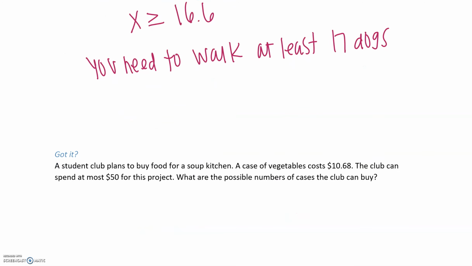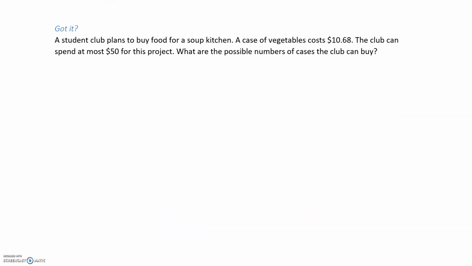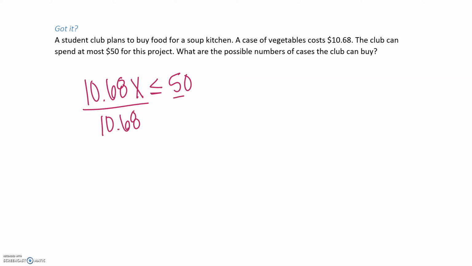Okay. And our next one, a student club plans to buy food for a soup kitchen. A case of vegetables costs $10.68. The club can spend at most $50. So we want to know how many cases the club can buy. So we're going to have 10.68 times however many cases we can buy. We don't know that, so that's going to be our x. When we say at most, that means it's going to be less than or equal to that $50. So we're going to divide both sides by that 10.68.